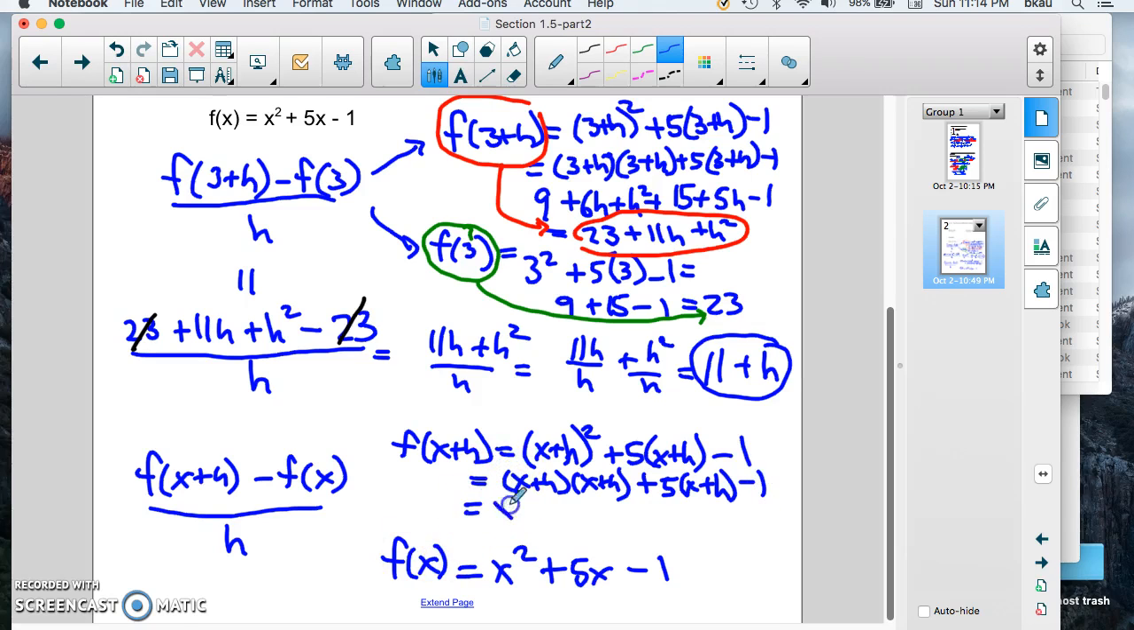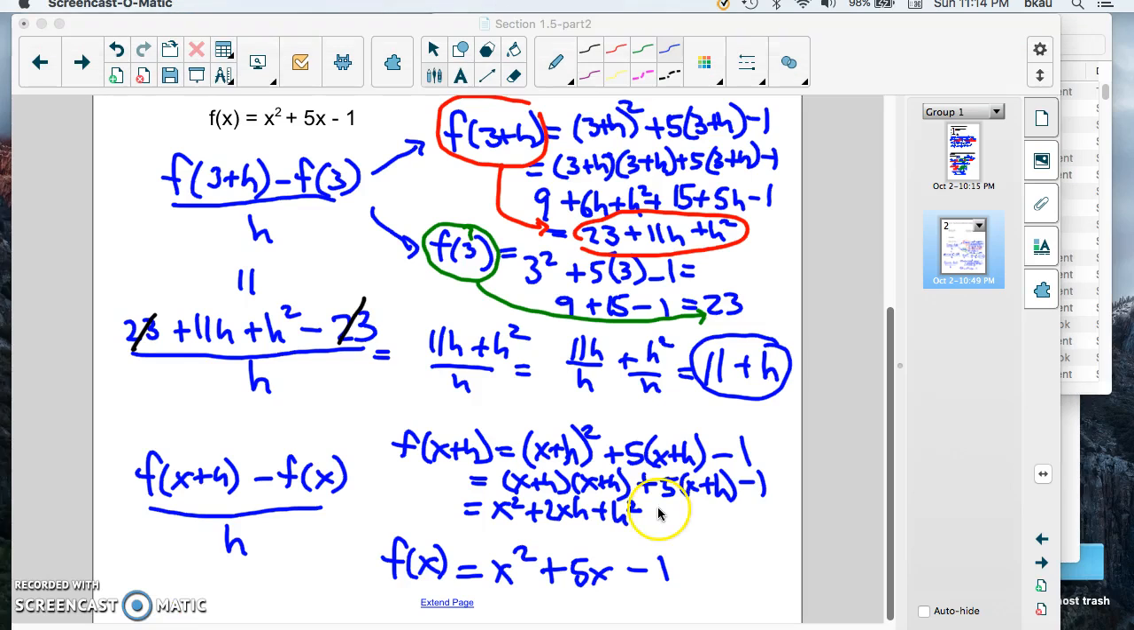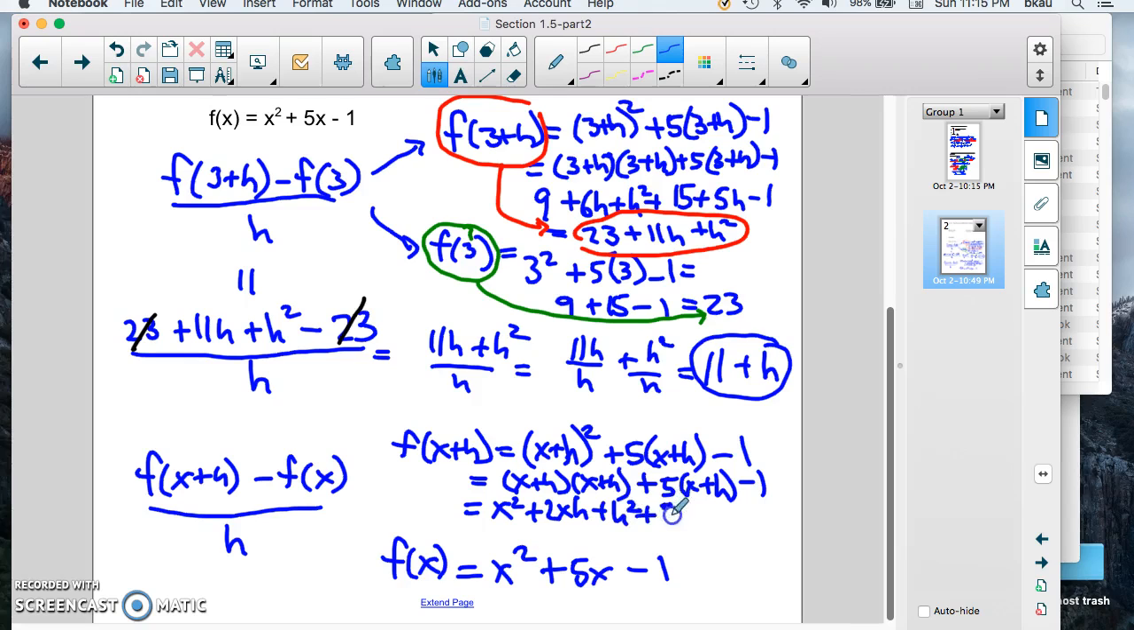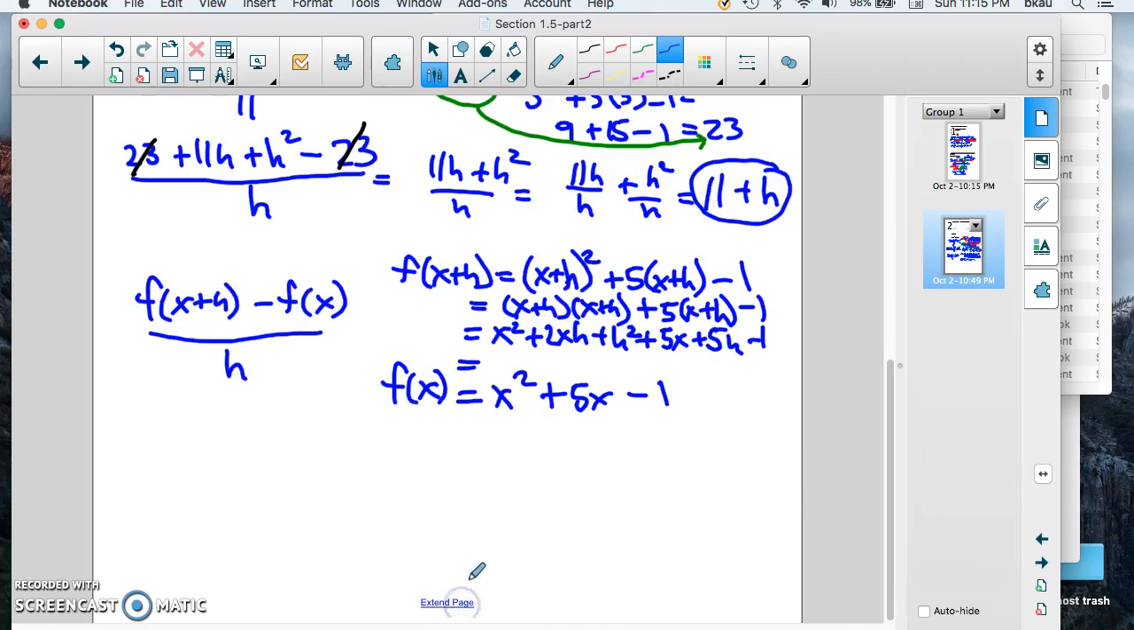We're going to get x squared. We have outside is xh, inside is xh, so we're going to get 2xh. And we're going to have an h squared. We're going to then distribute this 5, 5x plus 5h minus 1. So this is going to reduce a little bit. Actually, there isn't anything we can combine there. So that's going to be our first term of our difference quotient.